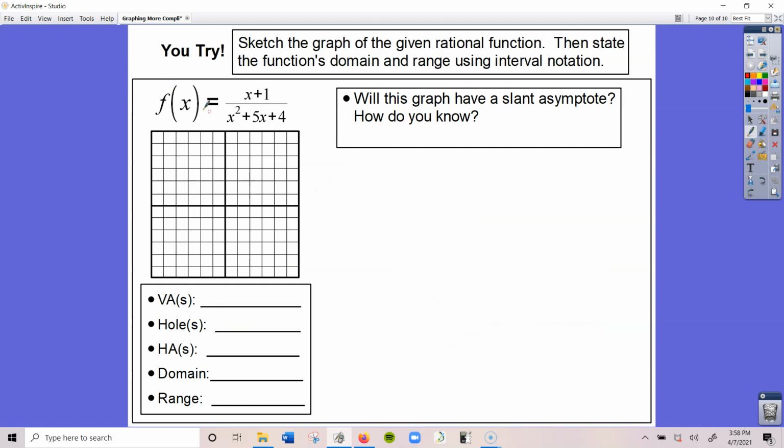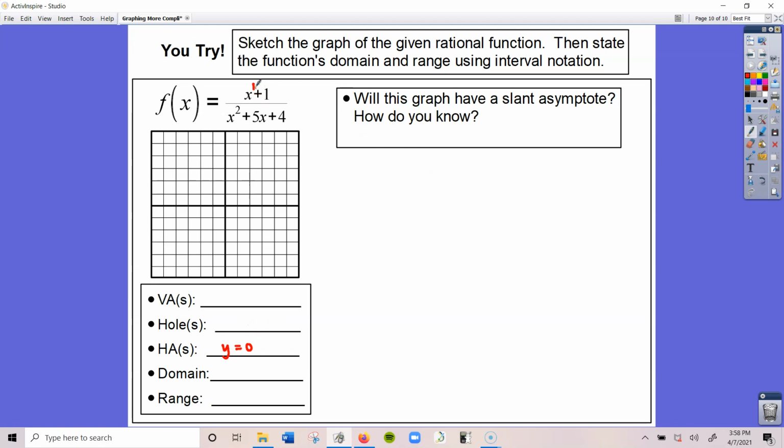We have here f of x is equal to x plus 1 over x squared plus 5x plus 4. And I have here as a note, will this graph have a slant asymptote, and how would you know? If you compare the degrees, the degree of the numerator is 1, and the degree of the denominator is 2. 1 is less than 2, so that means that we have a horizontal asymptote at y is equal to 0.